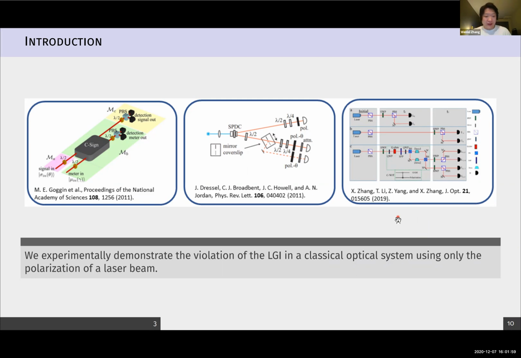So what we want to do in our experiment is demonstrate the violation of the Leggett-Garg inequality in a classical optical system using only the polarization degree of freedom of a laser beam. These three examples are for optical systems, but violations of the Leggett-Garg inequality have been demonstrated using other systems such as superconducting qubits, nuclear spins, and light-matter interactions.